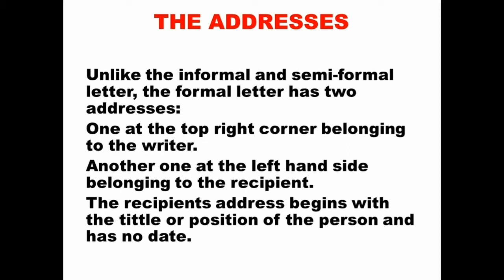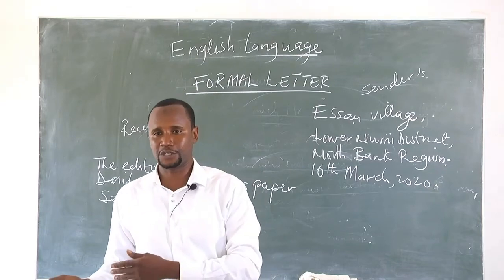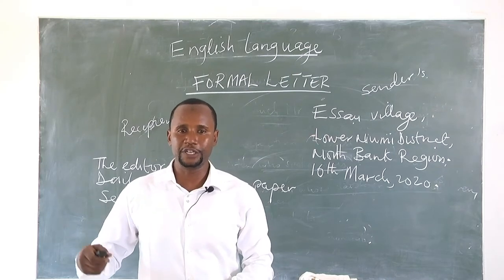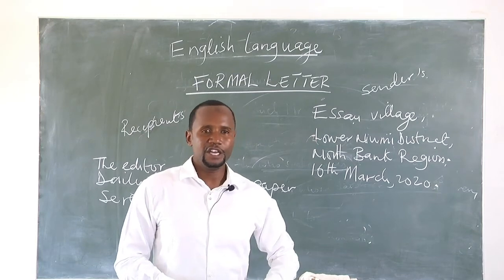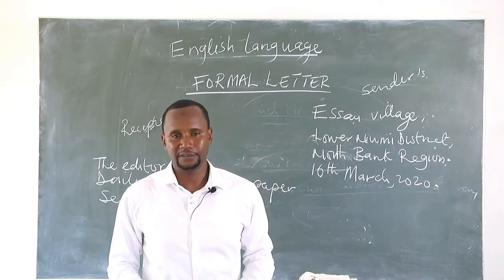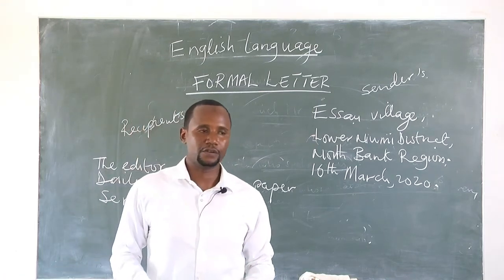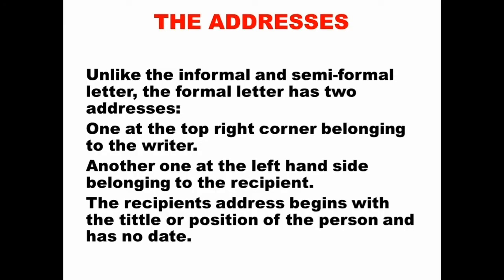And also the recipient address begins with the title or the position the person is holding. If the person is a principal, you have to say the principal. Then you say SL Senior Secondary School. Because in that institution, the position that the person you are writing to is holding is the position of a principal, or that's the title. So for example, if it is a minister, you have to say the minister. Then you say the Ministry of Basic and Secondary Education. All right? So that is the address for the formal letter.